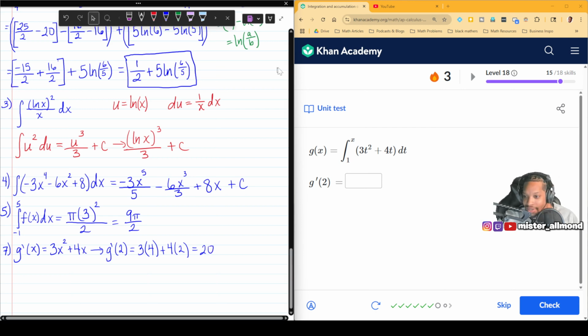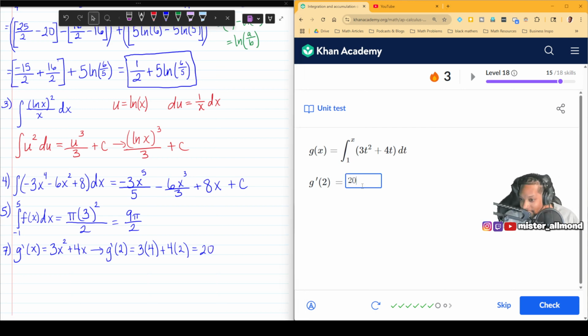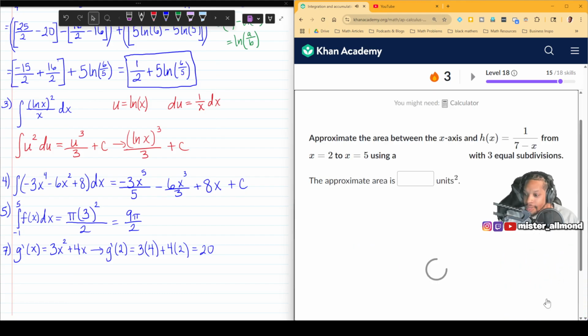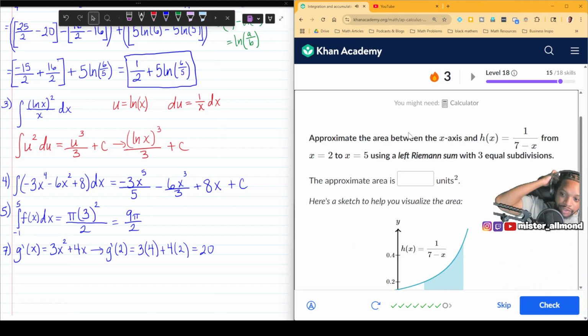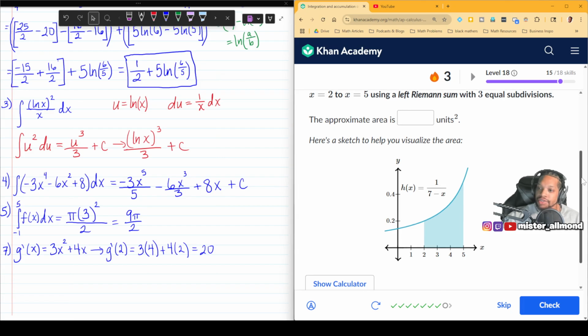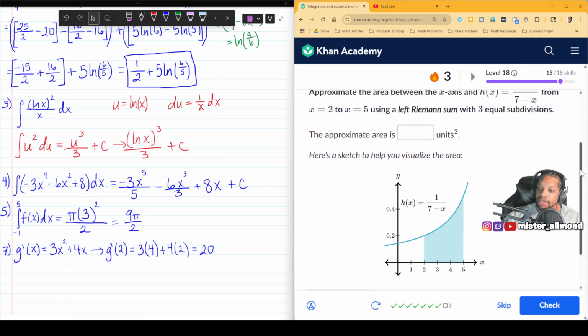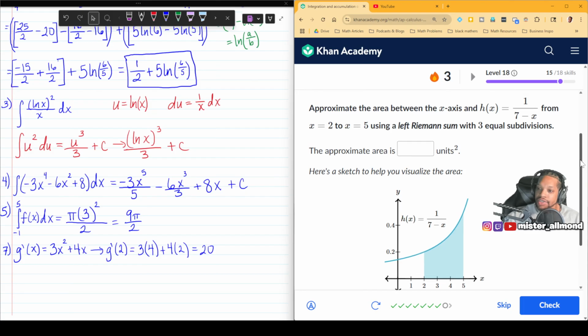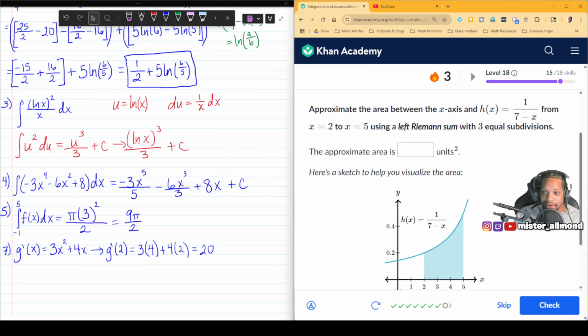Let's go. Let's go. Oh, we're so locked. Let's go. All right, let's see. Approximate the area between the x-axis and h of x from 2 to 5 using a left Riemann sum with 3 equal subdivisions. The approximate area is blank units. And they even gave us a graph. How nice of them. Facts, we're super locked.